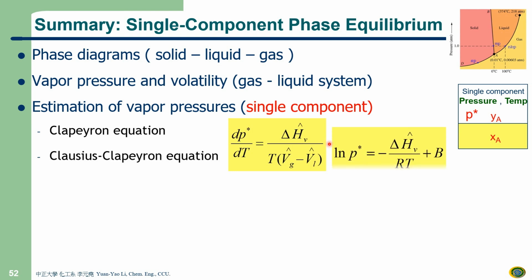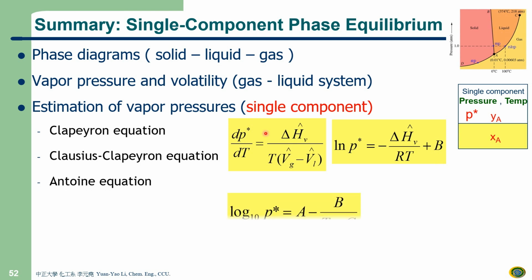And after that, we learned the Clausius-Clapeyron equation. The Clausius-Clapeyron equation has another parameter here, B, which is a constant. So according to these two equations, we will realize how to find out the vapor pressure. And after that, we learned the Antoine equation.